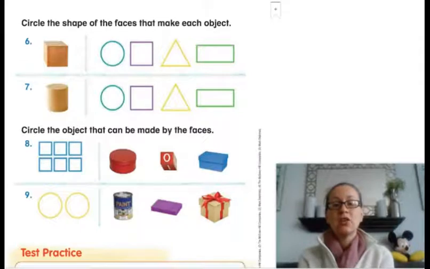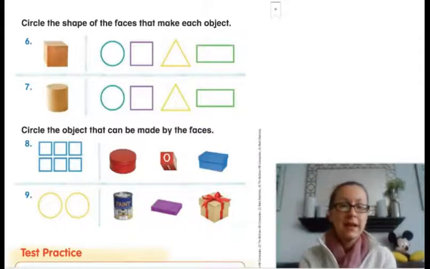What 3D shape would these faces make if they were all put together? Number 9, your 2 faces are 2 circles. So again, you have 3 objects. Which object would have those 2 faces on it?